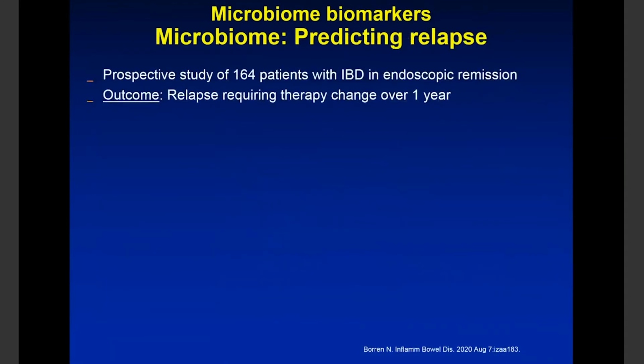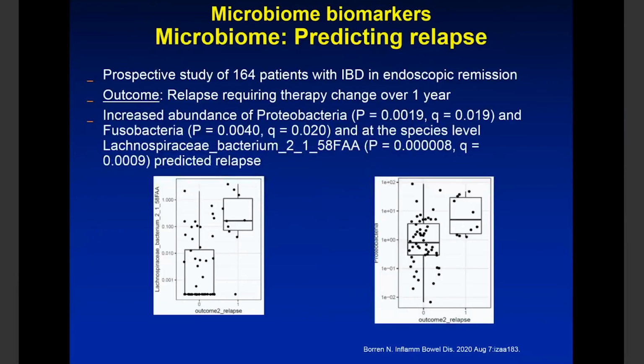In terms of predicting other outcomes and the relevance of microbiome as a biomarker for those outcomes, a prospective study of 164 patients with IBD who were in endoscopic remission at the time of sampling showed that if you look at the outcome of relapse at 1 year, there are clear microbial signatures that can predict this relapse outcome. For example, an increased abundance of proteobacteria and fusobacteria was noted in individuals who relapsed when compared to those who did not. Again, we're looking into the future, so samples were taken when they were in remission, and we're looking ahead for 2 years after sampling to see if they relapsed.